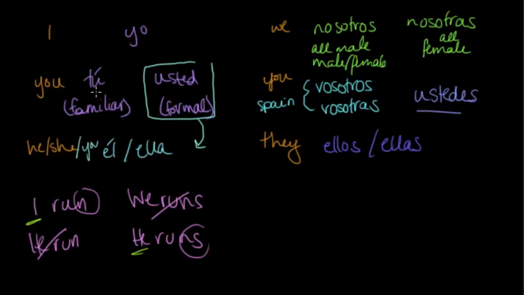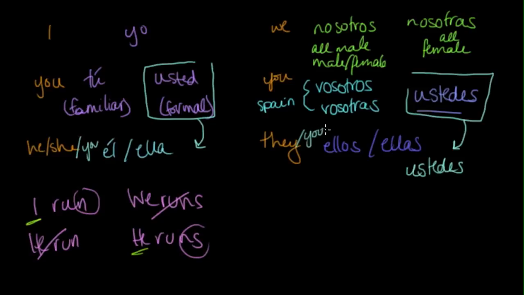Tú is by itself here, so that stays the same. But over here, ustedes, like usted, is conjugated with its third person counterpart. So we have a group ellos, ellas, ustedes, so they or you, plural. And then vosotros, vosotras is by itself.